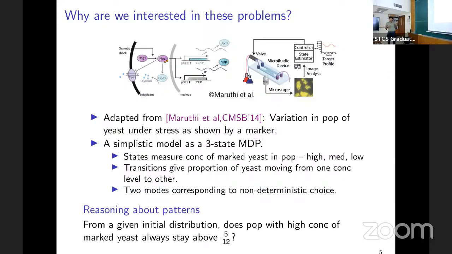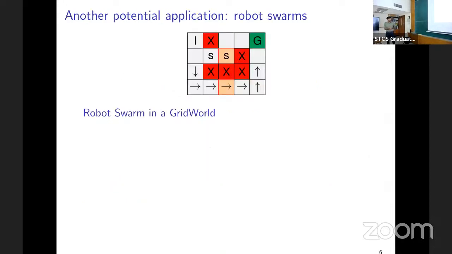So in this case, what is this reasoning over a trajectory of distributions giving us? It gives us ways to talk about things like this: from a given initial distribution, does the population of high concentration of markers always stay above a certain threshold? This kind of question can be asked, for sure. This is just modeling an existing kind of question into this problem.